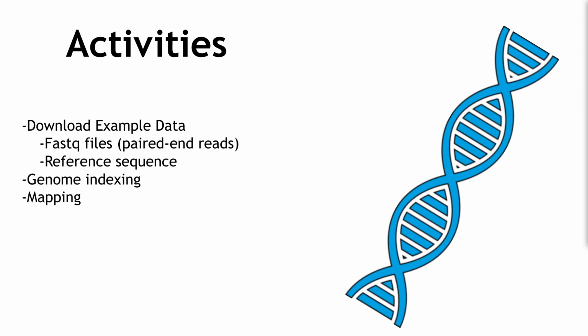In today's video, I'm going to show you how to write a Snakemake pipeline for mapping reads to a reference sequence using BWA. So these are the activities we will perform. We are first going to download the example data set. We will download FASTQ files. These are paired-end reads. And we're also going to download the reference sequence, which is a FASTA file. And then we are going to index the reference sequence. After that, we will perform the mapping.